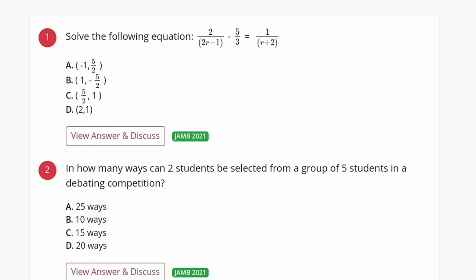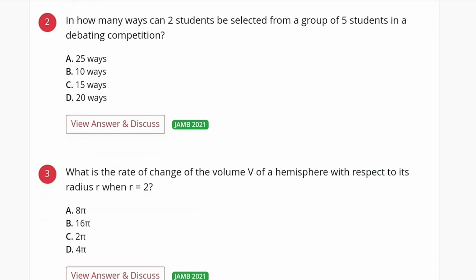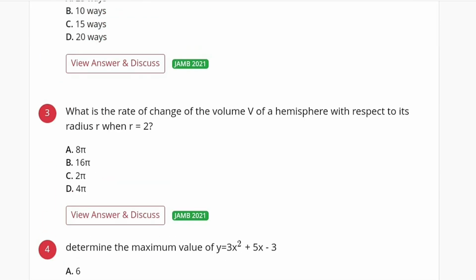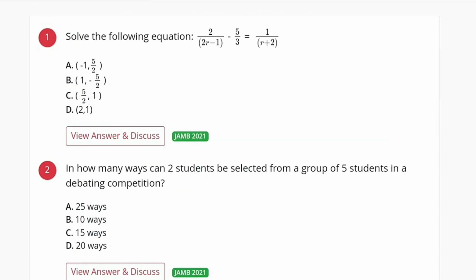And this is the JAMB 2021 question, and we have 40 questions in this tutorial. Without wasting time, I'm going to start with the first question. The first question reads: solve the equation 2 divided by 2r minus 1, minus 5 divided by 3, equal to 1 divided by r plus 2. So we want to find the values of r that can satisfy this equation.